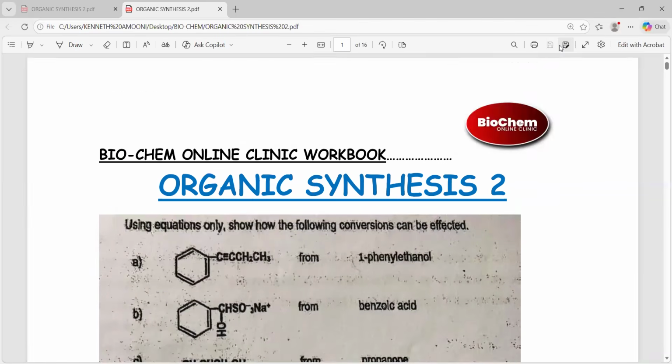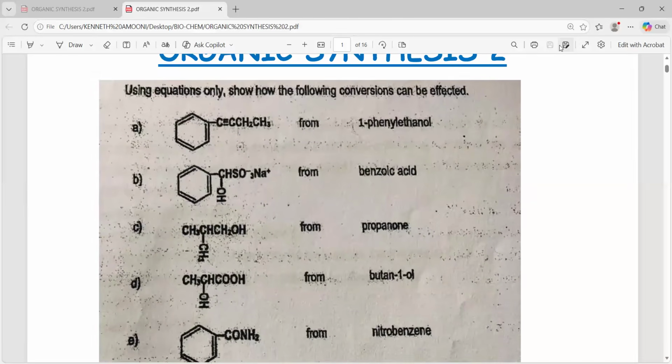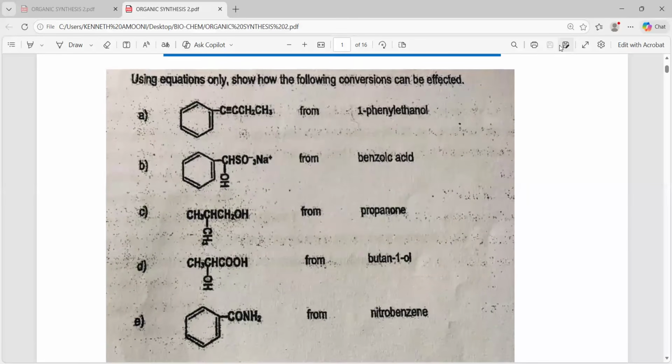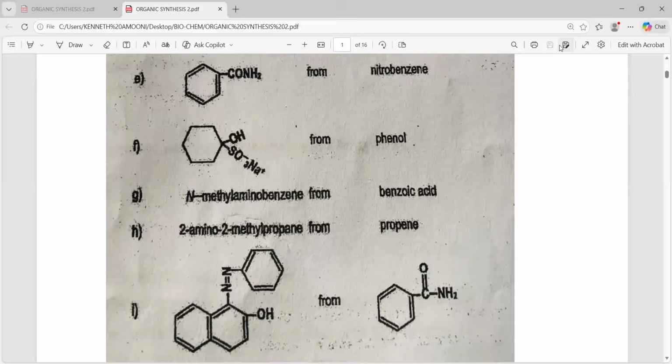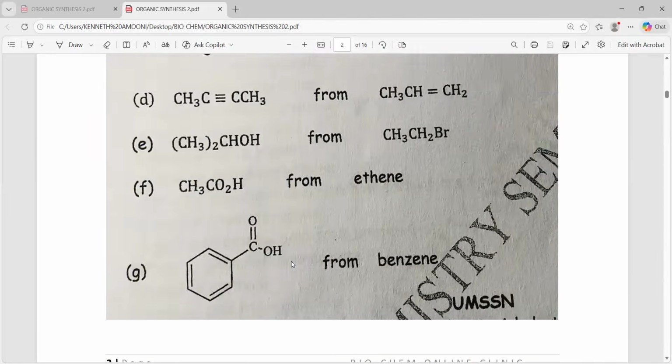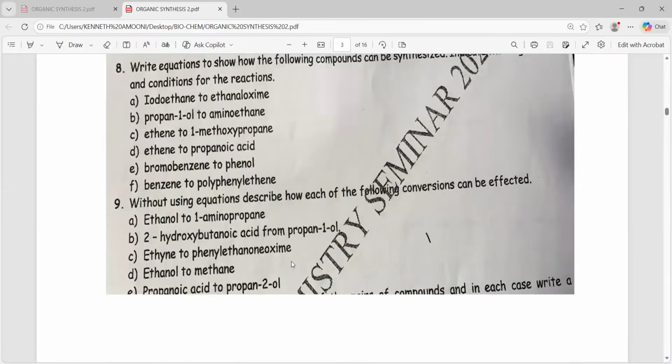For those of you who didn't receive them, or if you're not in our WhatsApp groups, please take a screenshot of that. Those are the first five numbers. Then you take a screenshot of the next 5 numbers. We shall first start with those 10. Okay. So let us start the organic synthesis.